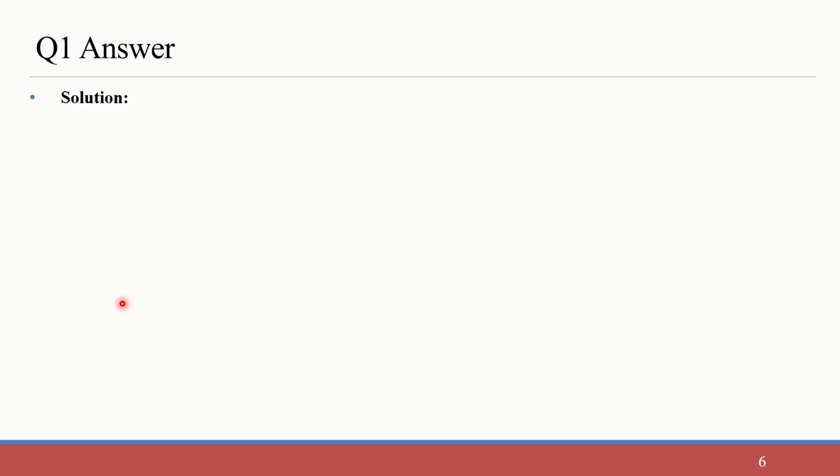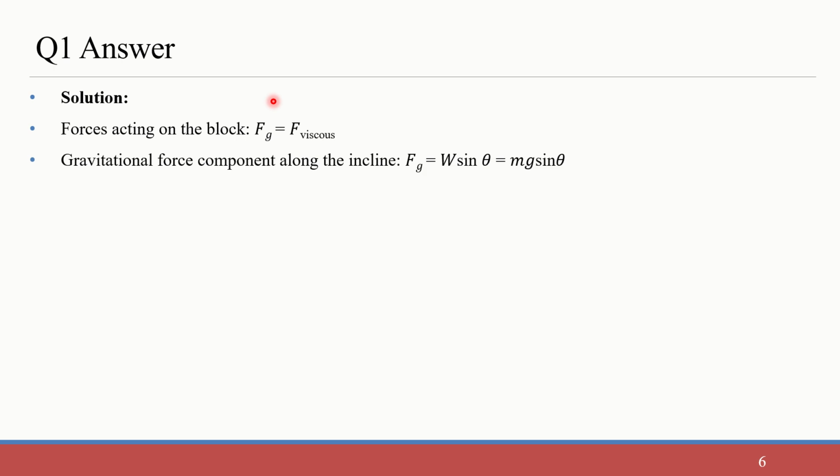So now what we are going to do is, we are going to consider the forces acting on the block. So we are just balancing the force. So gravitational force is equal to the viscous force, and gravitational force Fg is given by m into g. Basically it is mg, but here since it is making a certain angle, we are resolving the gravitational components and we are getting it as mg sine theta.